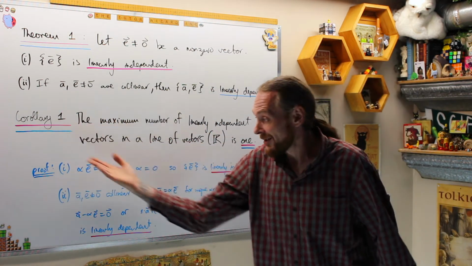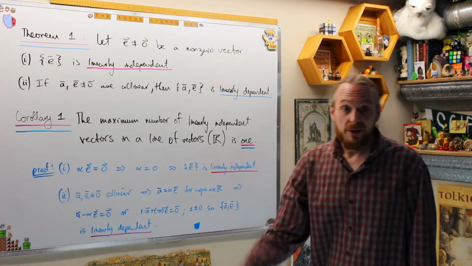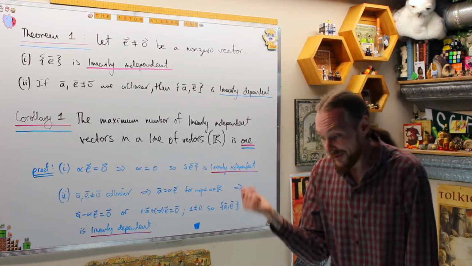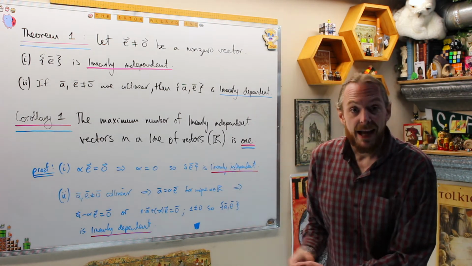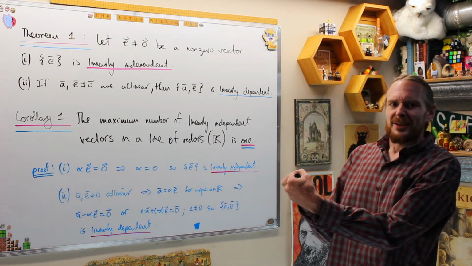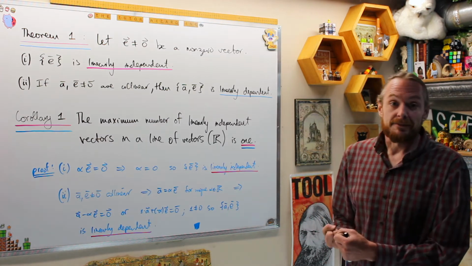Therefore, as an immediate consequence of the proof of this theorem, we have a corollary which says the maximum number of linearly independent vectors in a line of vectors is 1. If you have 1 which is non-zero, it's independent automatically. And if you take 2 in that line of vectors, they're automatically collinear, therefore they are automatically dependent.